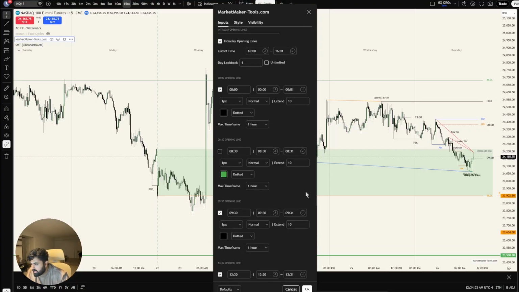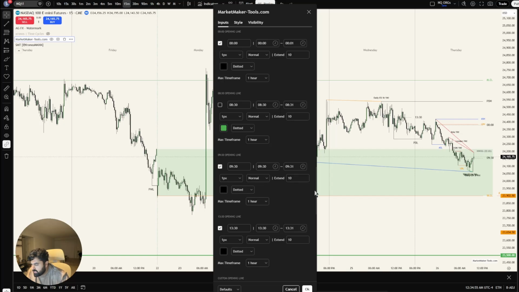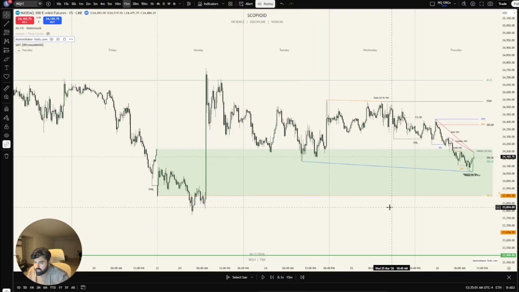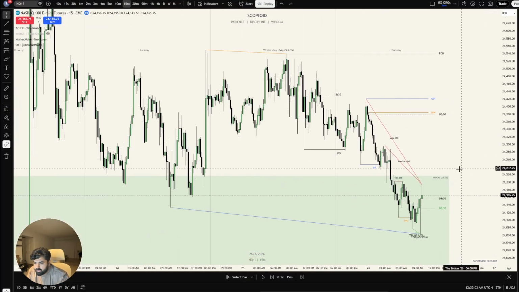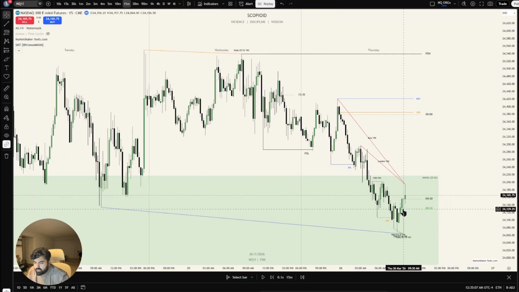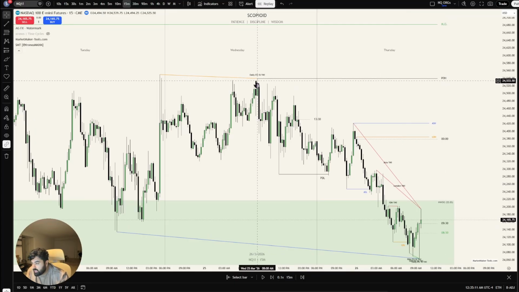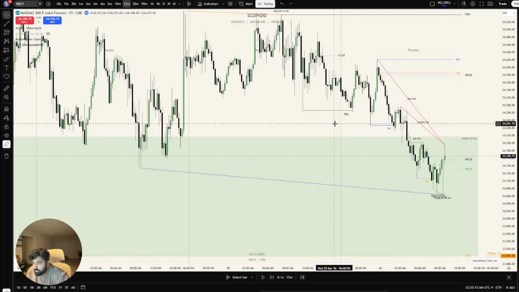We can select that, we can add different things to it. Like for example, this 8:30 opening, 9:30 opening, midnight opening. If I press OK to it, you will start seeing them. Look at this, 9:30 open, midnight open, 8:30 open. And then most importantly, it notes out this previous day high, Asia high, London low, previous day low.